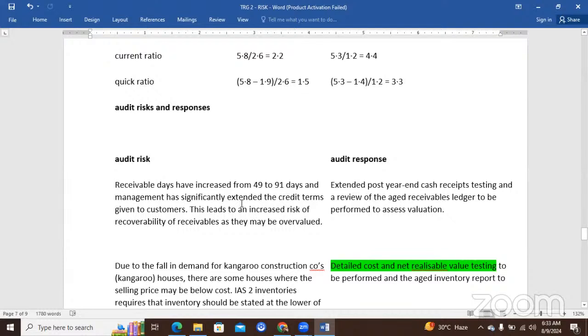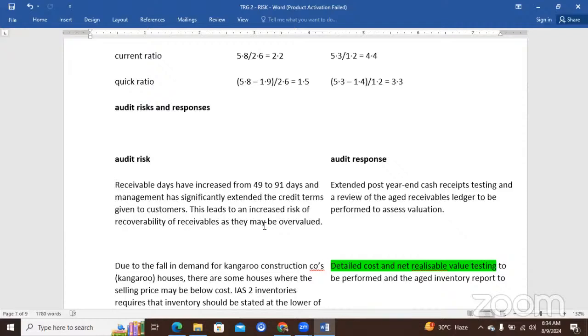Management has significantly extended what? The credit terms. So receivable days also increased. Management also significantly extended the credit terms given to customers. This leads to an increased risk of recoverability of receivables. By that, what happened? Simply, the receivables are overstated.